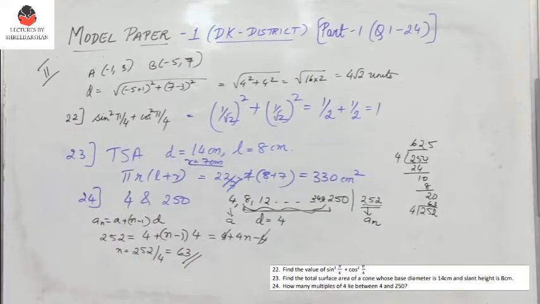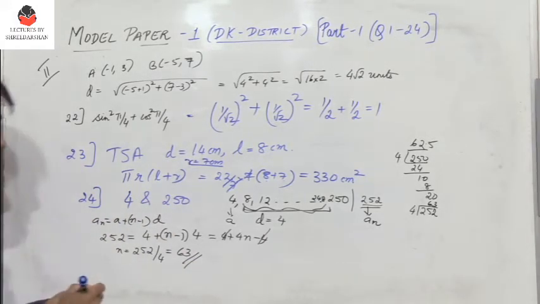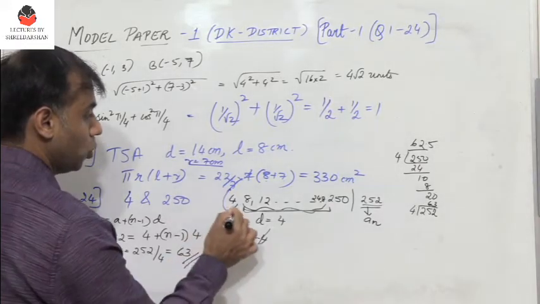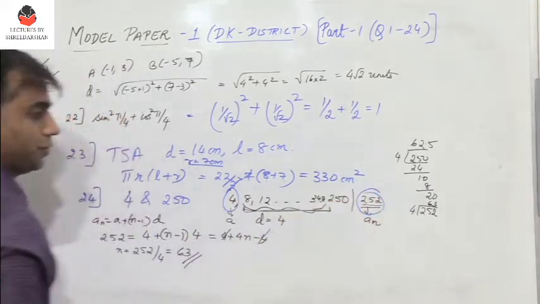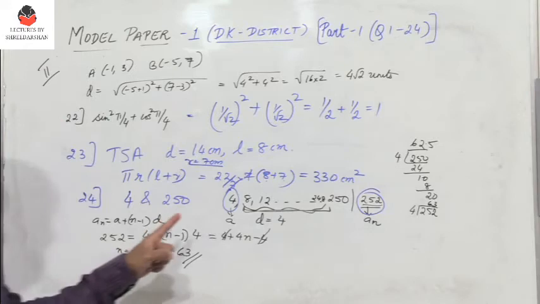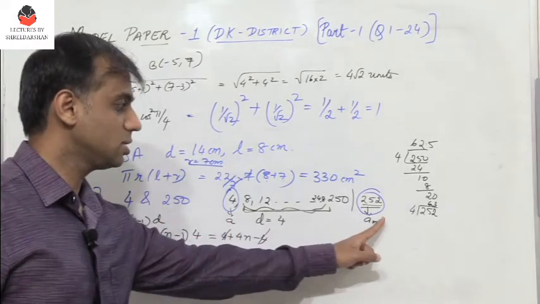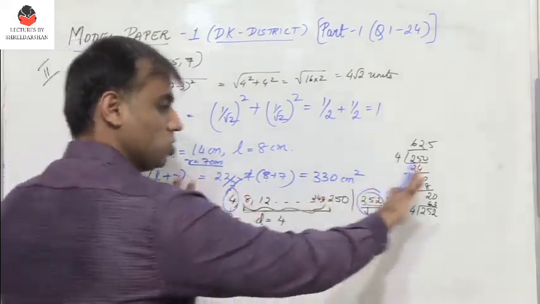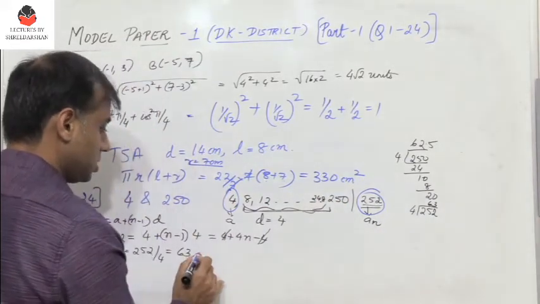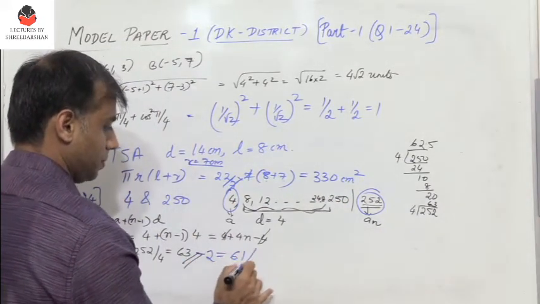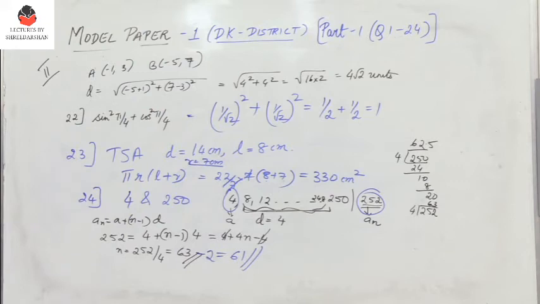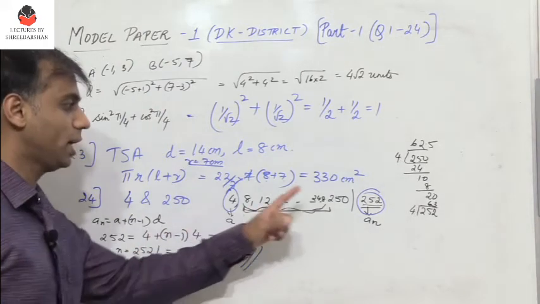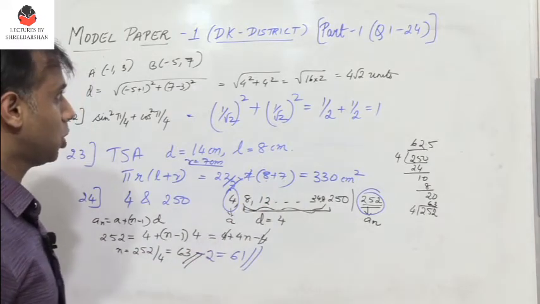Now how many multiples are there? So 63 is including 4 and 252. See, this is the first term. This is the 63rd term. So I need to remove these two. If I remove 2 terms from 63, I get 61. So 61 terms or multiples of 4 exist between 4 and 252. A very interesting problem, right?